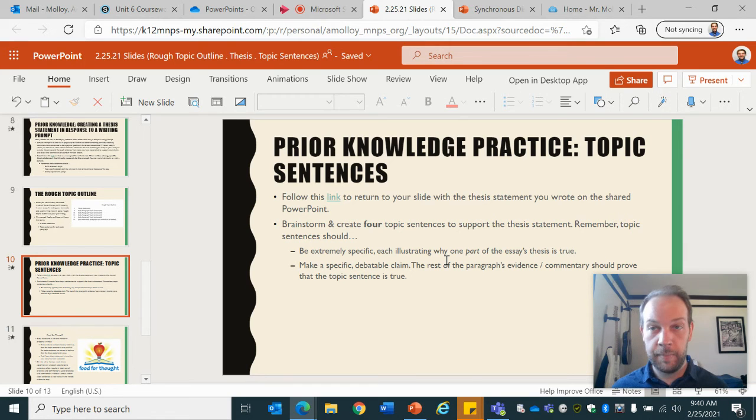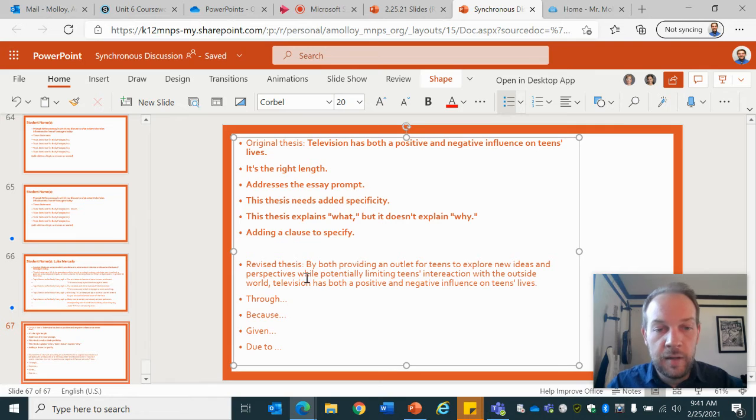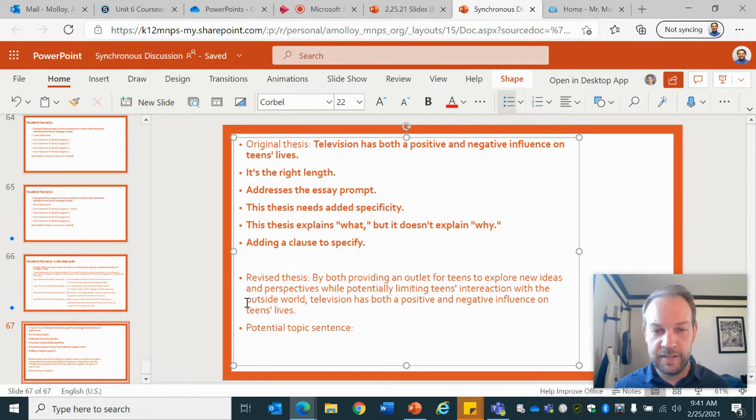Just like thesis statements, topic sentences take the form of claims, and the rest of the paragraph's evidence and commentary proves that the topic sentence is true, therefore indirectly proving that the thesis statement is true. So how would we do that? Well, let's go back here. So we have our revised thesis. I want to express an idea that proves part of this thesis statement.